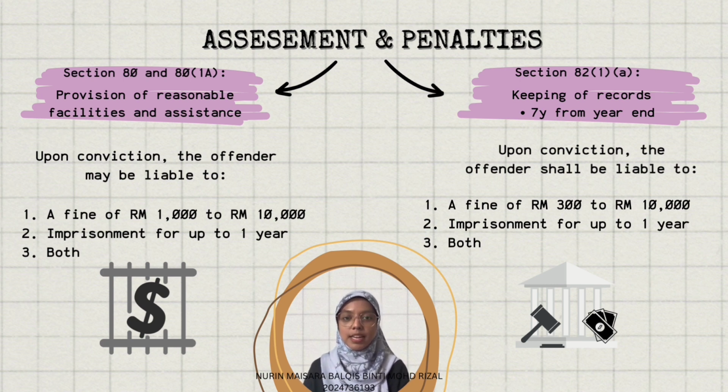The last one is under Section 82, Subsection 1, Subsection A, which is keeping of records. Every taxpayer needs to keep sufficient records for as long as 7 years from the end of the year. Upon conviction, the offender may be liable to a fine of 300 to 10,000 or imprisonment up to 1 year or both.